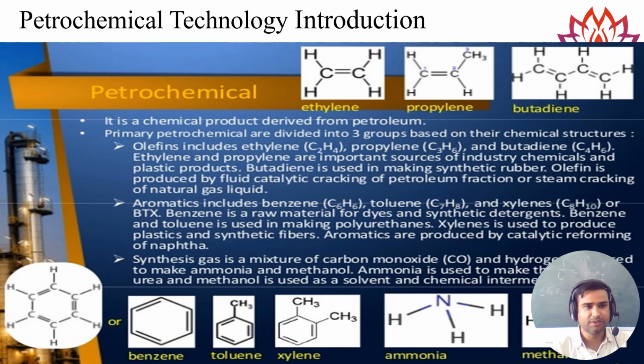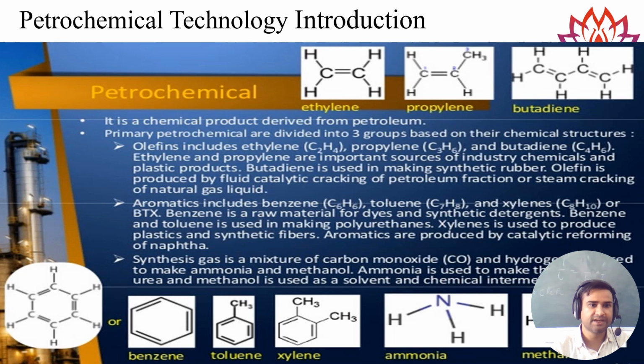If we define petrochemical, we will say that it is a chemical product derived from petroleum. Petrochemicals are basically of three types. The first is called olefin. This olefin includes ethylene, propylene and butadiene. These are the three olefins that are mostly produced in a petrochemical plant. Ethylene and propylene are very important sources for the industry, chemicals and plastic products, and butadiene is used in making synthetic rubber.